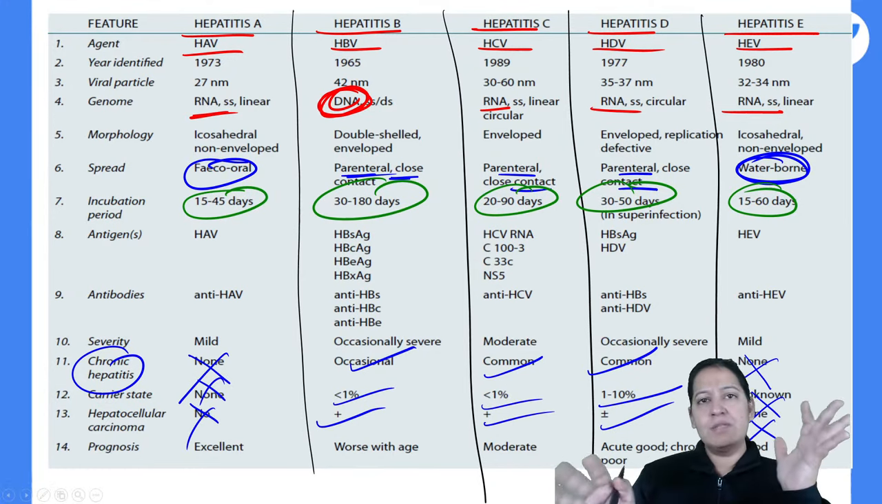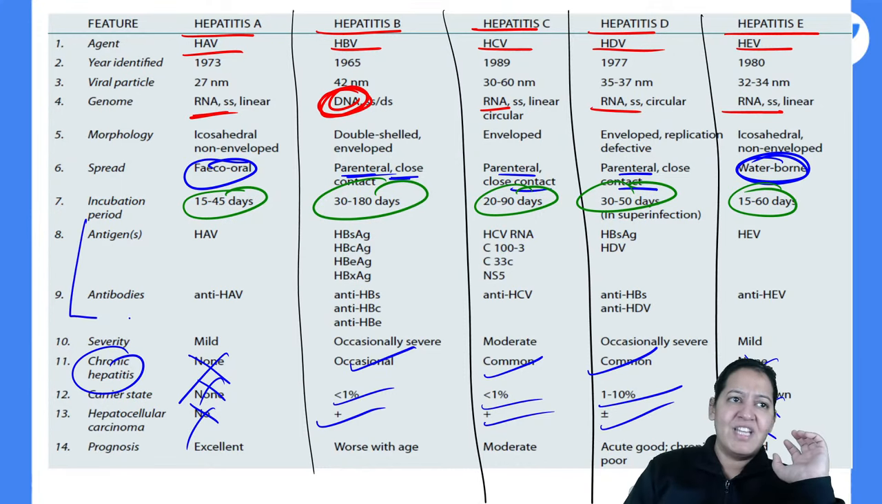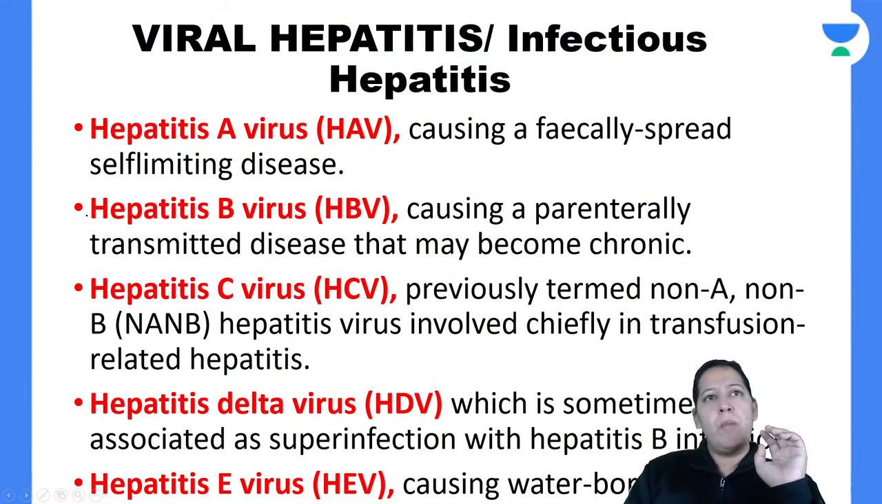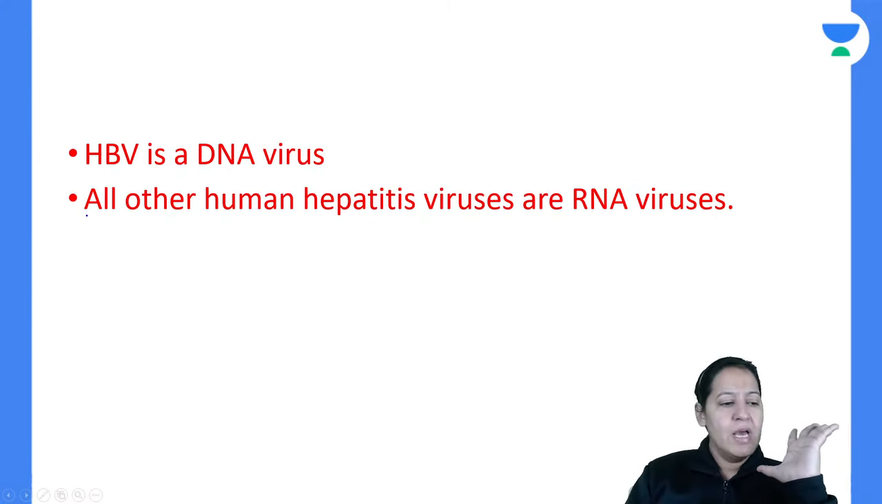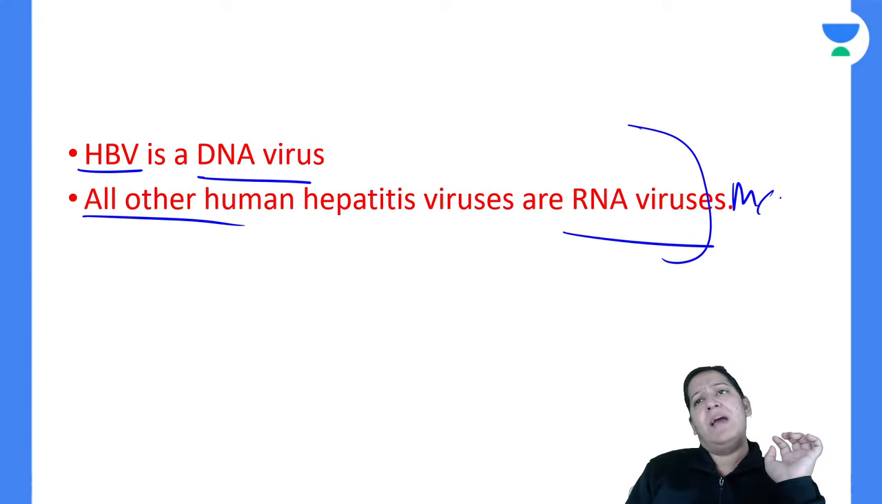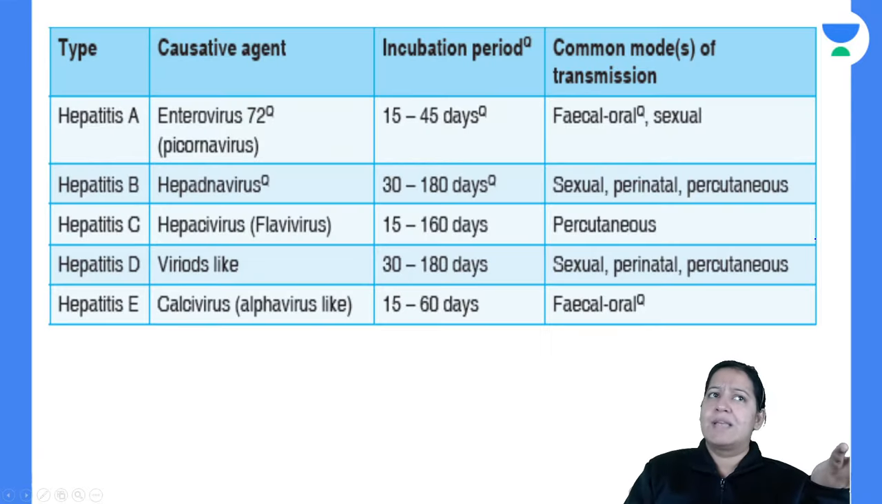So these are the points which I have already explained to you. What about antigens and antibodies? I will explain in detail one by one. So let me talk about the five types of hepatitis today. Let me start with this: as I have told you, only hepatitis B is DNA, the rest all are RNA. An MCQ on this is very commonly repeated in your exams.